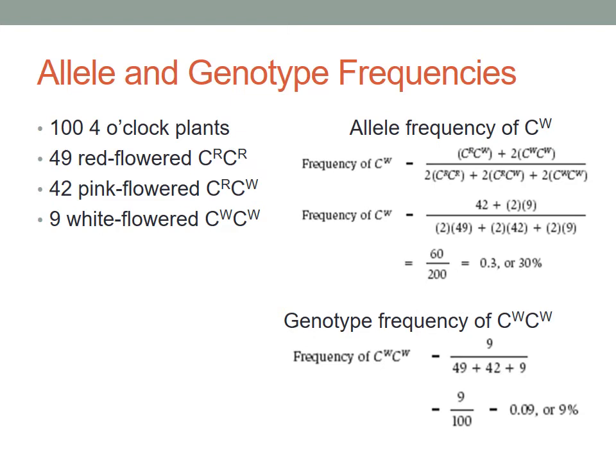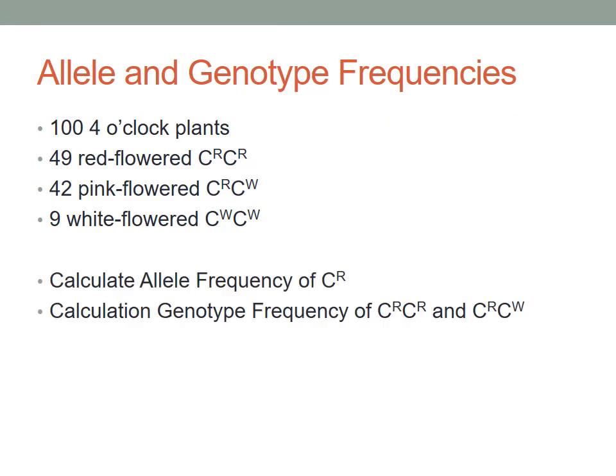We're going to do some more examples. You really need to think through this and work on this. This is not, for some of you, going to be the easiest topic that we do. Some math, yes, but you need to understand the math we're doing. So now we're going to calculate the allele frequency of CR. And we're going to calculate the genotype frequencies of CRCR and CRCW.